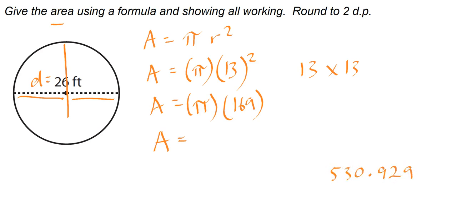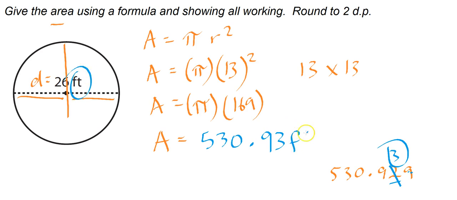I have to round it off to 2 decimal places, right? That is a 9, which means that has to become a 3. So the final answer is 530.93. Use the units of measurement, which is feet. It's area, so it has to be squared.